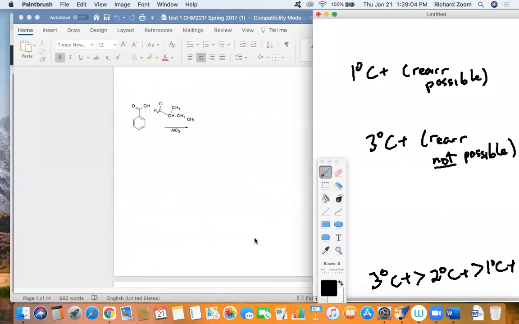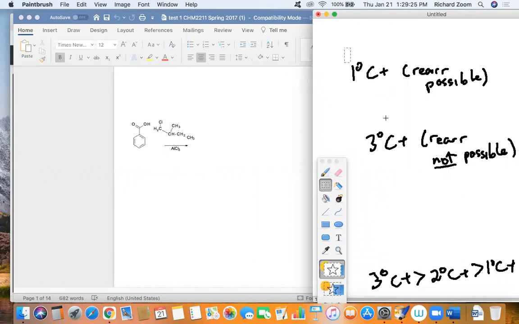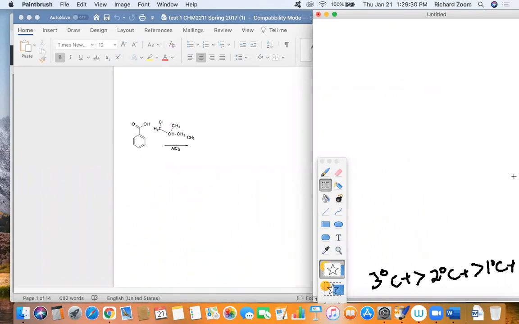Let's take a look at this one. What I'd like you to do is see if you can figure out how to make this rearrange into a tertiary C plus. See if you can figure out how to rearrange it into a tertiary C plus. I mean, really, I'm asking you to figure out, well, what would you move in order to make that happen?